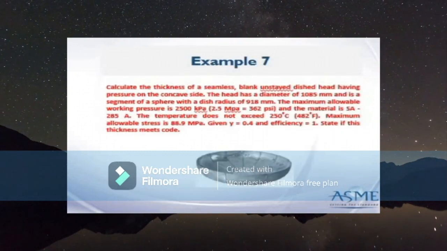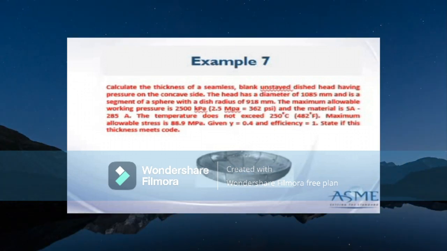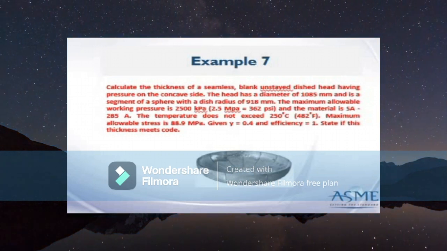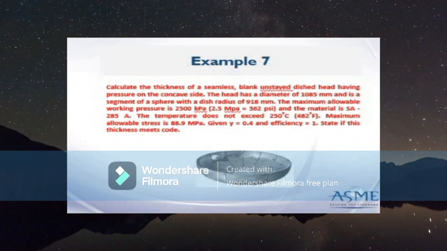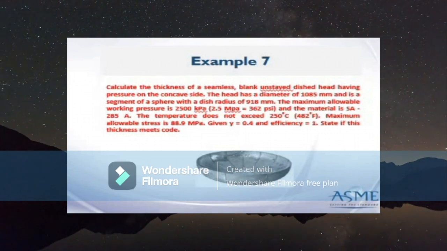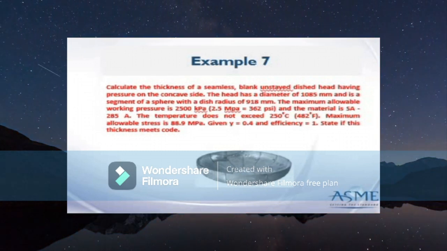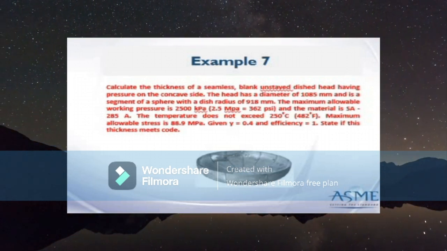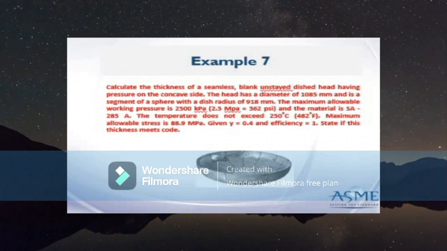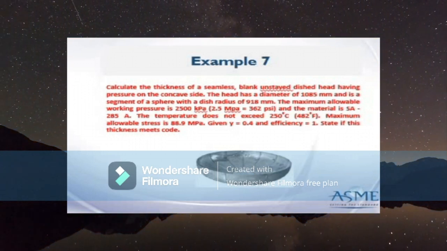Example 7. Calculate the thickness of a seamless, blank unstayed dished head having pressure on the concave side. The head has a diameter of 1085 mm and is a segment of a sphere with a dish radius of 918 mm. The maximum allowable working pressure is 2500 kPa, 2.5 MPa equals 362 psi, and the material is SA-285A. The temperature does not exceed 250 C.